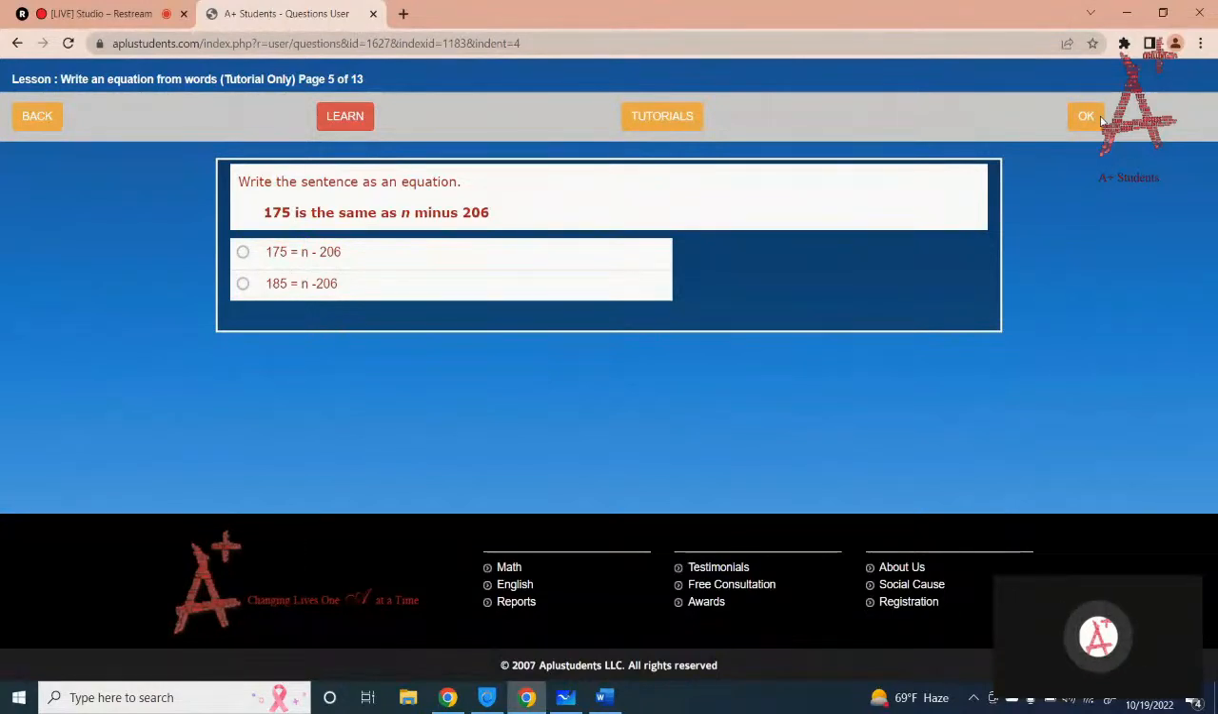Okay, the next one is write the sentence as an equation. So the sentence is 175 is same as n minus 206. So it would be 175 equals n minus 206. So the correct option is the first one, 175 equals n minus 206. Got it? So just select the correct option and click on the OK button.